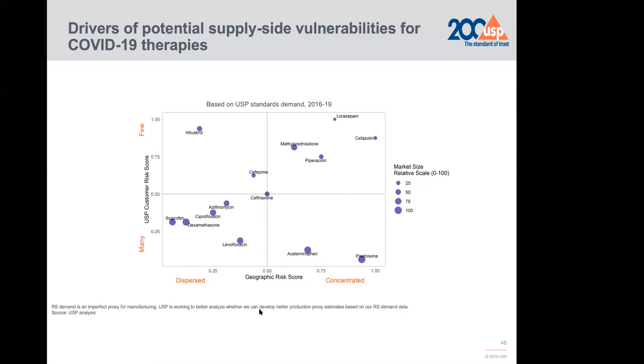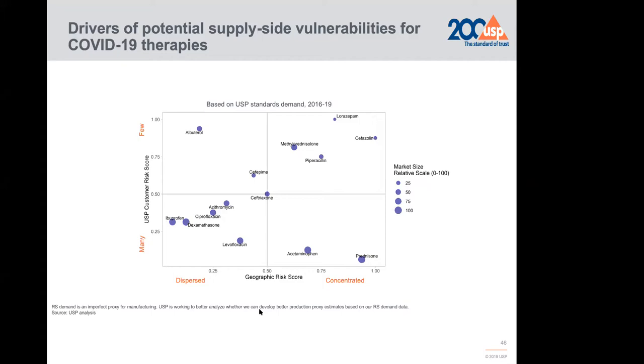The vertical axis represents the density of the actual manufacturers. So let's say, for example, you have a very dispersed set of geographies, many countries involved in manufacturing, but you see there's very few manufacturers, for example, albuterol. What it means is that you just have probably in a few countries, one company in each country. So very few manufacturers means if any manufacturer, for example, has a quality issue or goes into economic challenges, it can create a disruptive effect on the supply chain.